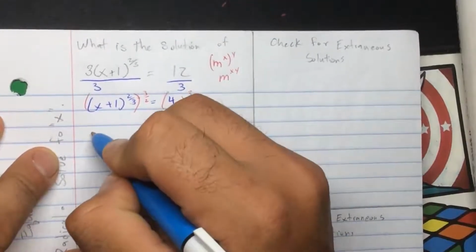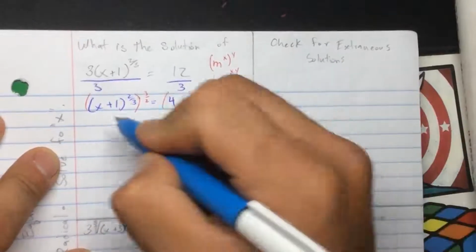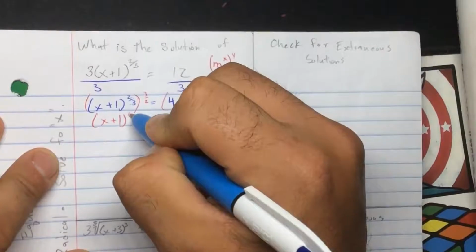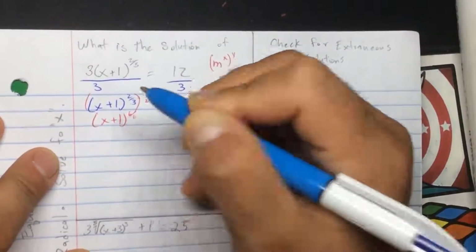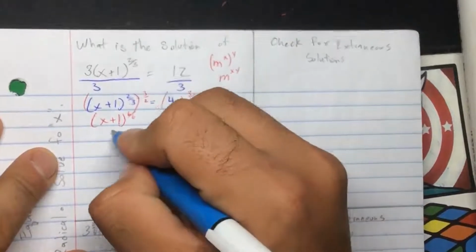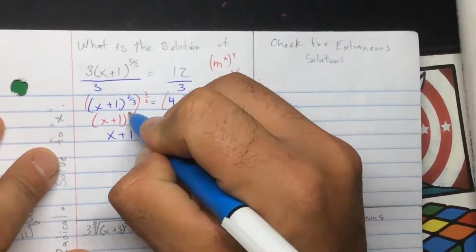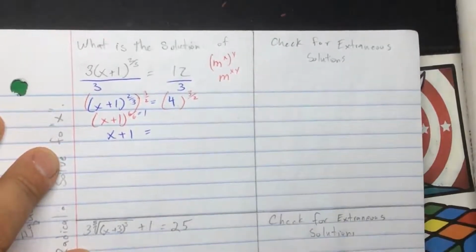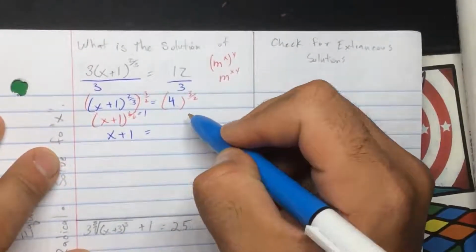So this is actually going to be x plus 1 to the 6 over 6, which is equal to 1, which would just give us x plus 1. Remember the 6 over 6 equals 1. So this we do need to rewrite, so it's easier to figure out.